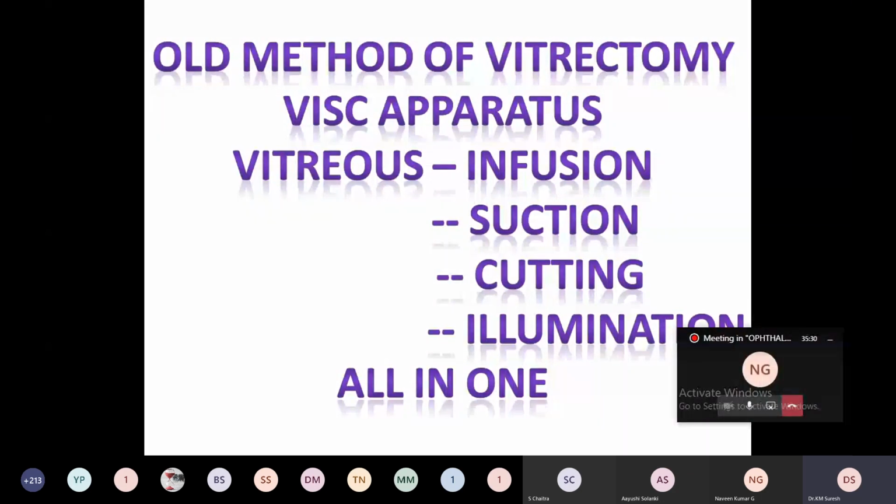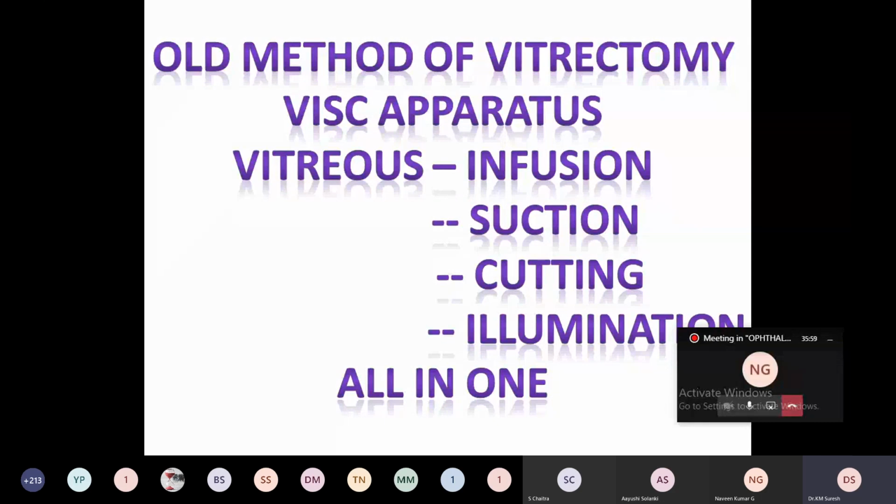Pars plana in a normal eyeball stretches from 4 mm to 6 mm from the limbus. So the pars plana area, which is used for posterior vitrectomy, stretches from 4 mm to 6 mm from the limbus, and that being a relatively avascular zone, you can pass any kind of instruments in this particular place and do posterior vitrectomy.